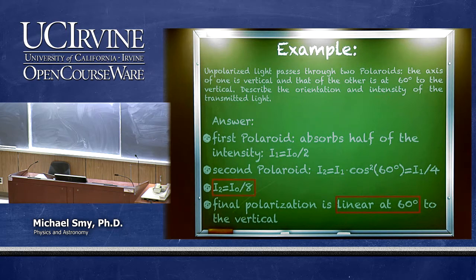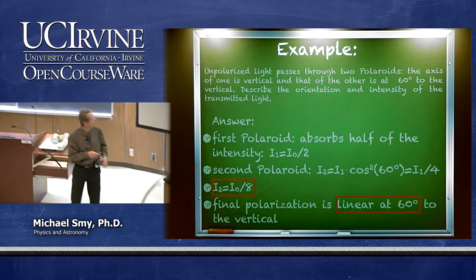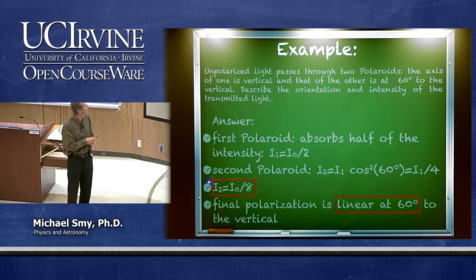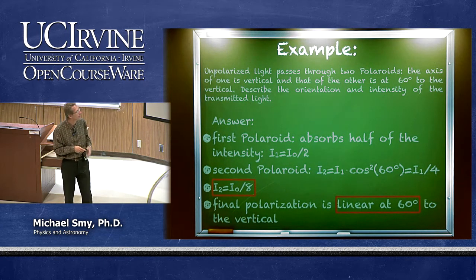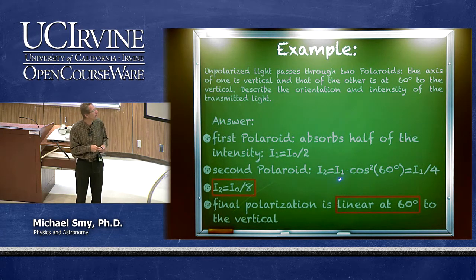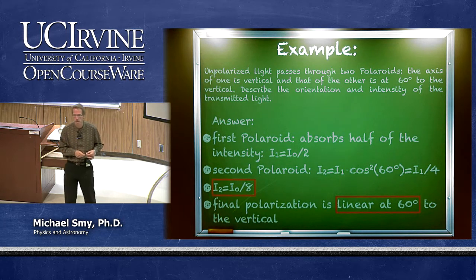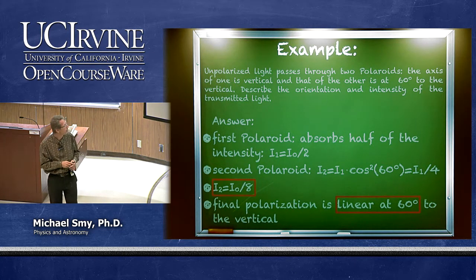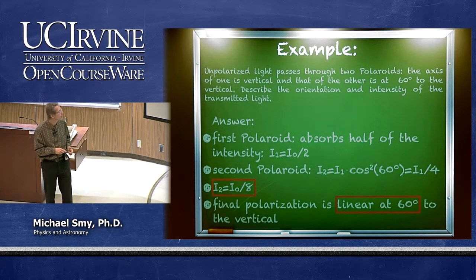As a first step, the intensity after the first Polaroid is simply 1/2 the total intensity. And after that, it's vertically polarized. Then, once it goes through the second Polaroid, the intensity is this intensity, 1/2 the original one, times the cosine square of 60 degrees. Cosine of 60 degrees is 1/2, and therefore cosine square of 60 degrees is 1/4.